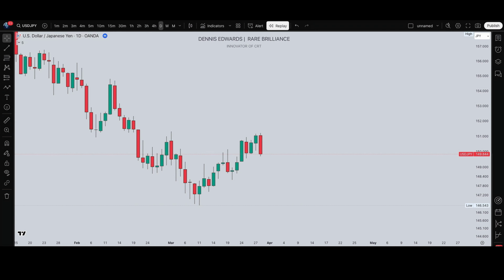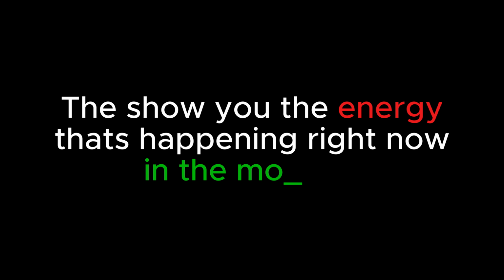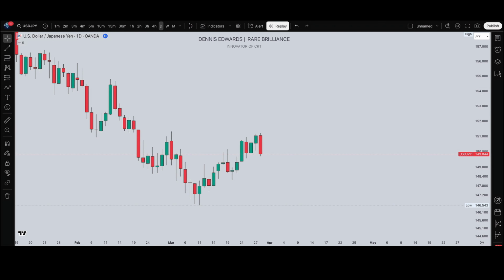Now, real quick, I want to get into why most traders struggle with direction, especially if you're paying attention to indicators. Indicators lag. They tell you what already happened. Candles don't lie. They show you the energy that's happening right now in the moment. The key here is flow and structure, not signals.